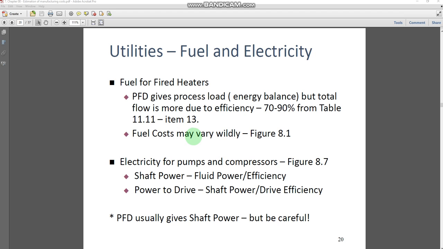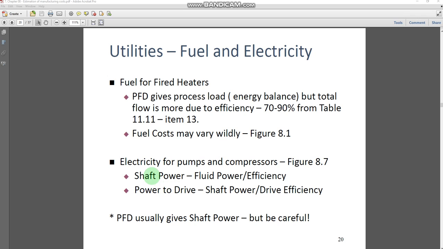Okay, now we can see the electricity for the pumps and the compressors. Okay, so these equipments usually depend on the electricity requirement. So you have to see what is the electricity cost for these pumps and the compressors. Now if you look at the information about the pumps and the compressors, you would find two kinds of information. One is the shaft power, which is the fluid power or the efficiency. It is linked with this one. And then power to drive. Okay, shaft power driver efficiency.